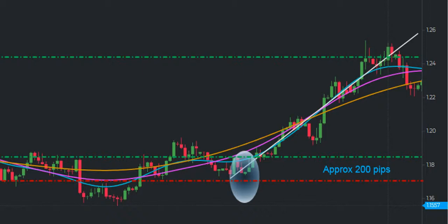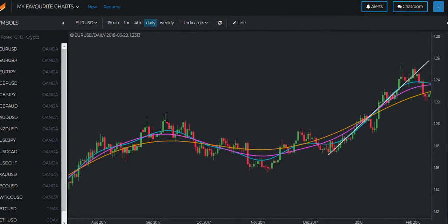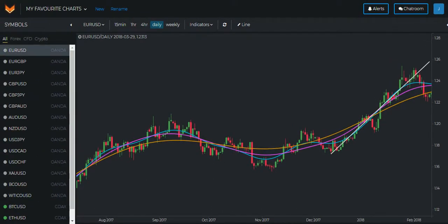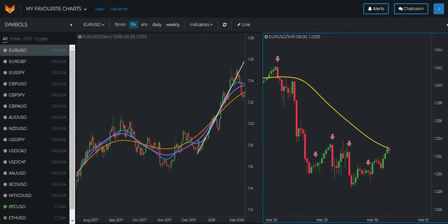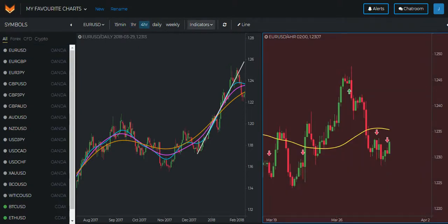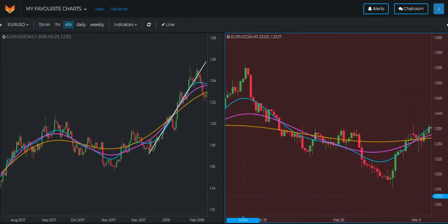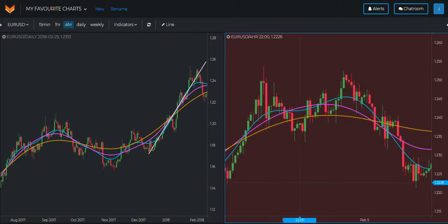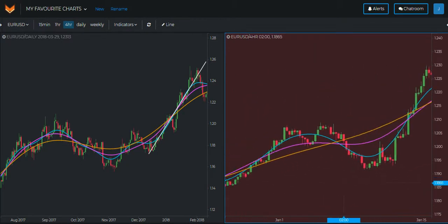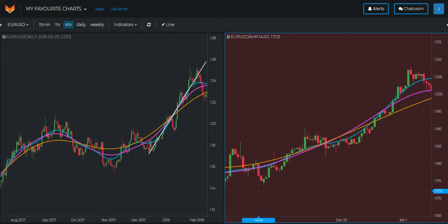But we can make a vast improvement on this by scaling in or drilling down into the lower time frames. Let's now open a second chart with the same symbol, the EURUSD, but on this chart we're going to be putting on the 4-hour time frame, and once again we will be putting on the wealth crossover and removing the other two indicators. Now let's scroll back through time and highlight the area as indicated on the daily time frame, which happened on December the 14th.